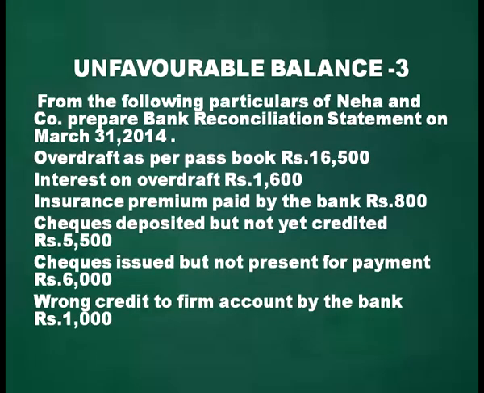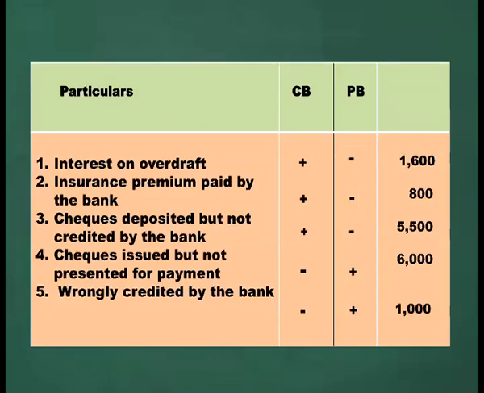From the following particulars of Neha and Company, prepare bank reconciliation statement on March 31st, 2014. Overdraft balance as per passbook is given 16,500. Interest on overdraft, insurance premium paid, check deposited but not credited, check issued but not presented, wrong credit to the firm account by the bank. Interest on overdraft, it will be deducted from the firm's account, so in the passbook minus sign in the rough sheet. Insurance premium paid by the bank, passbook minus.